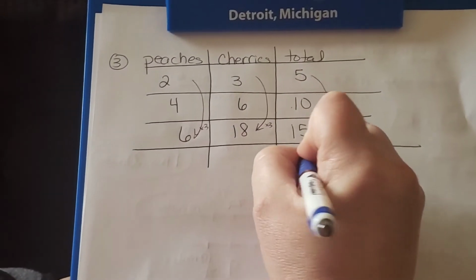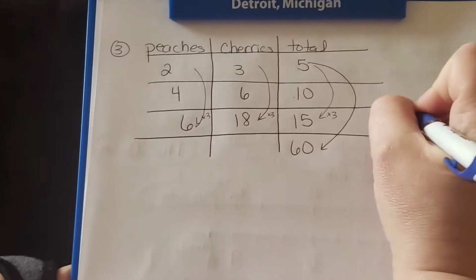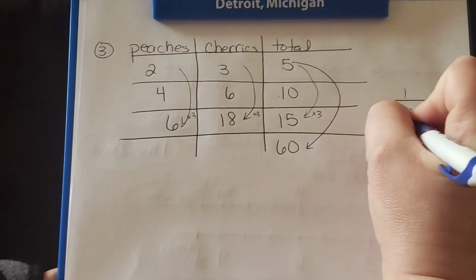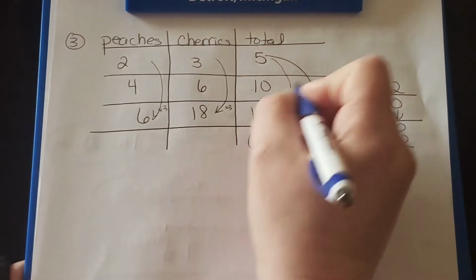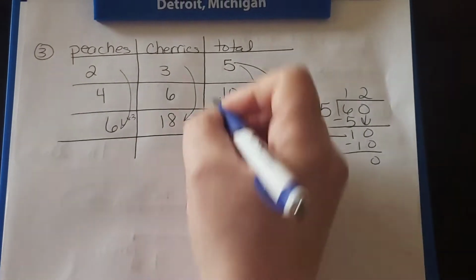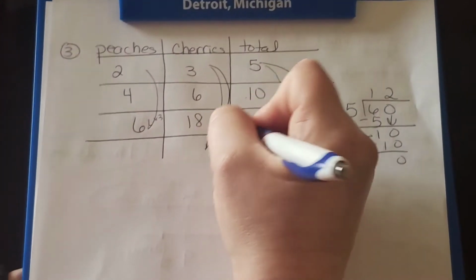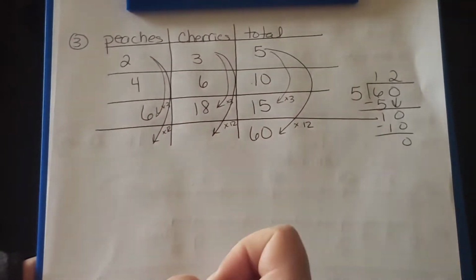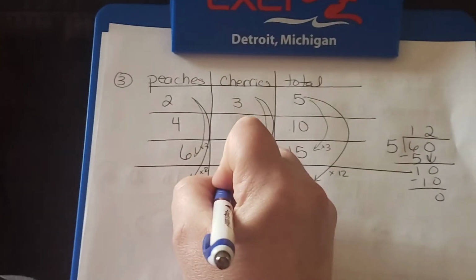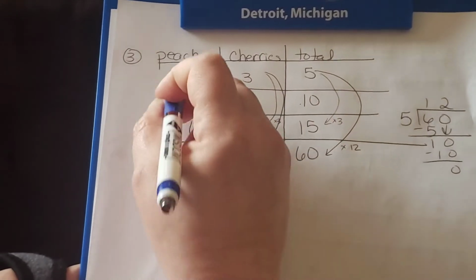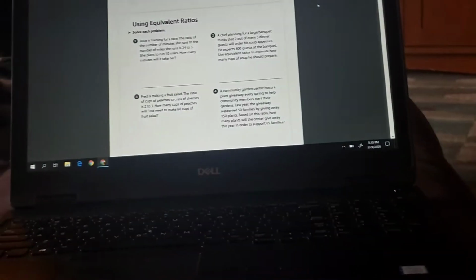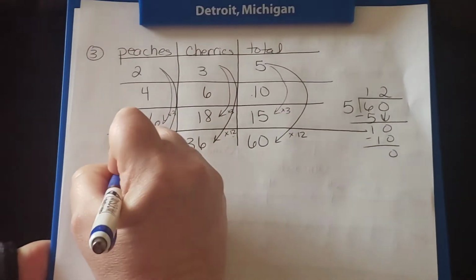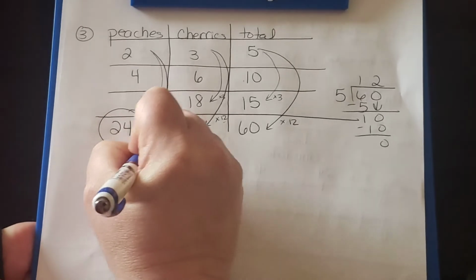So if I were to get to 60, 5 goes into 60 12 times. That means I need to times each of these numbers by 12. 12 times 3 is 36, and 12 times 2 is 24. And the real question is just how many cups of peaches will he need? Peaches is the first column. He would need 24 cups of peaches.